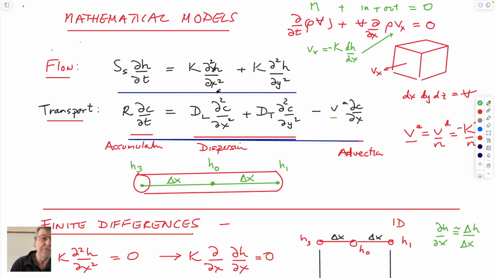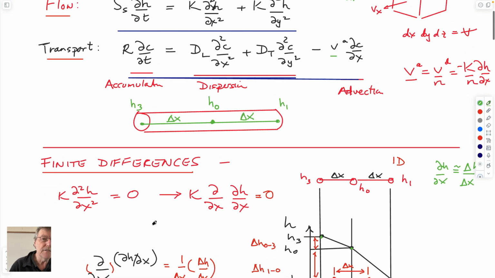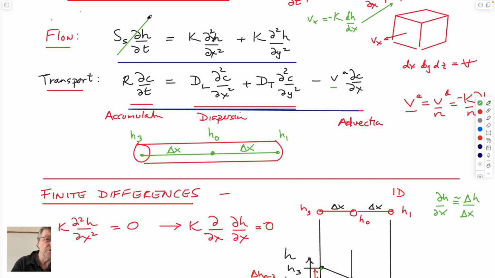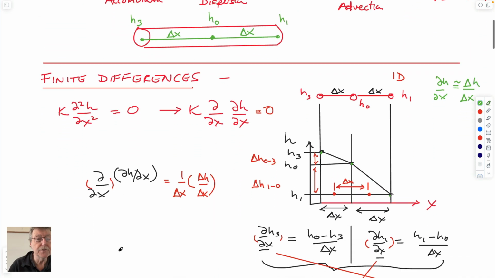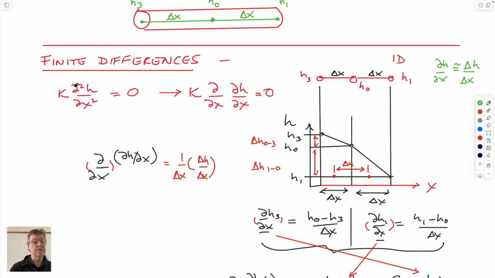So if this is our differential equation that's defining it, we can throw away the accumulation term and look only at steady state, and if we only look at one dimension, the x direction, then we end up with something like this. If we want to solve this, we can split this second order PDE into a first order and a differentiation of a first order. We can define this behavior in terms of taking dH/dx and looking at a finite change in head over a finite length.